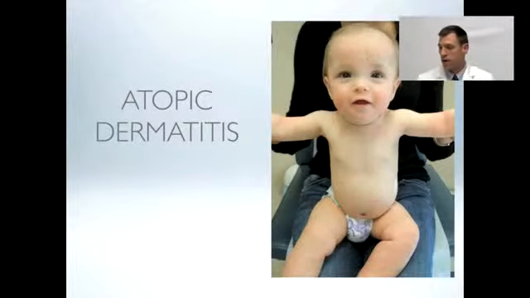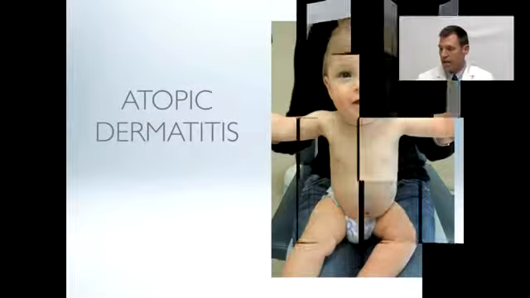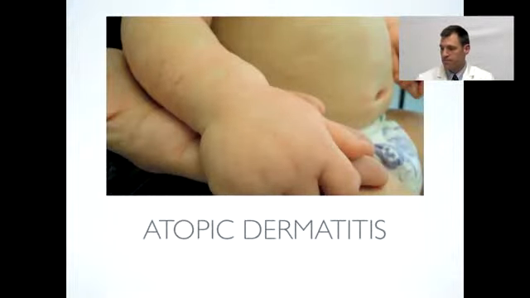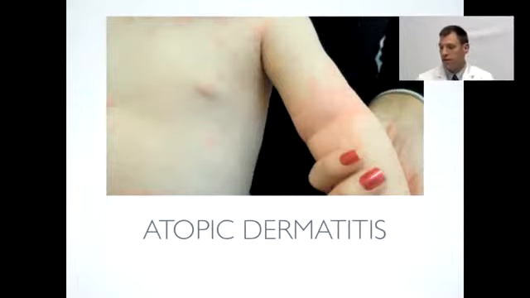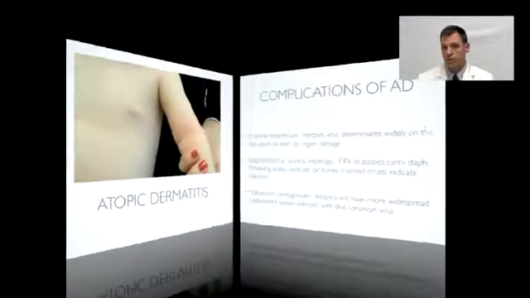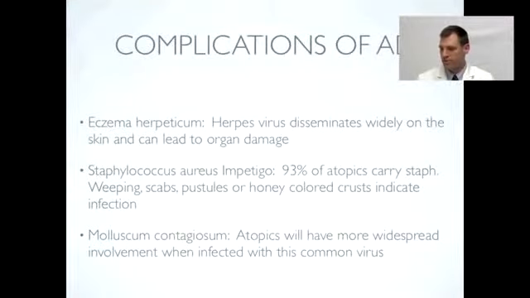You can see the sparing around the mouth and some diffuse erythematous or red scaling patches of skin. Here's an example of atopic dermatitis on the hands. And here the flexural involvement that I referred to.